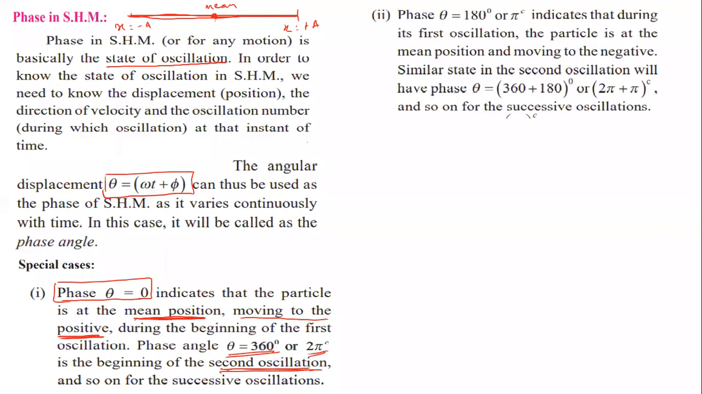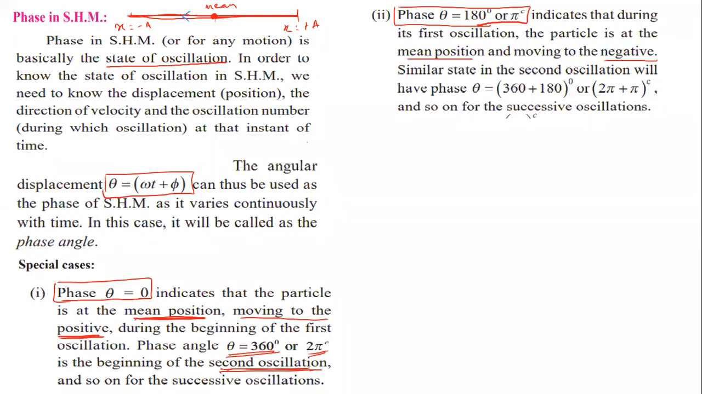Now the case 2. The phase is 180 degree or pi radian. It indicates that during its first oscillation, the particle is at mean position and moving to the negative extreme position. Means when it is 0, the particle starts here, it moves to this side and again comes to the mean point. Then that time phase is 180. And now it is moving towards this negative extremity.